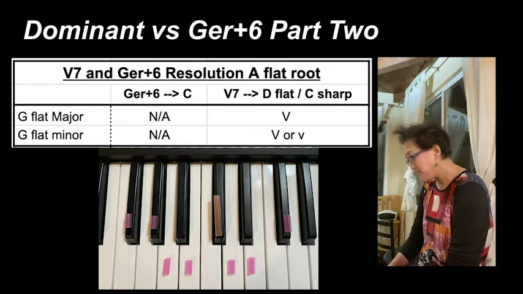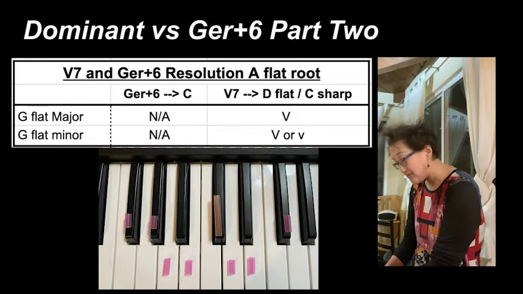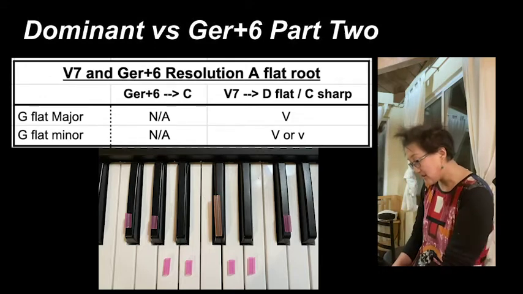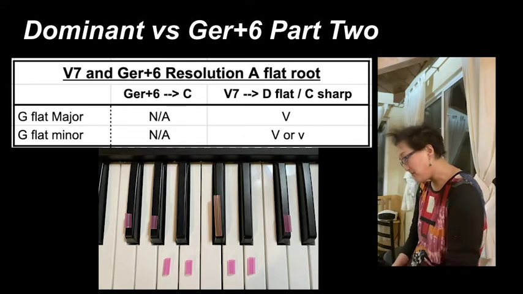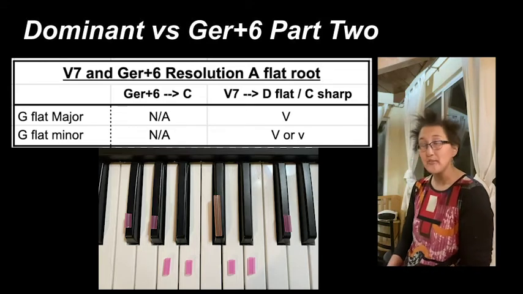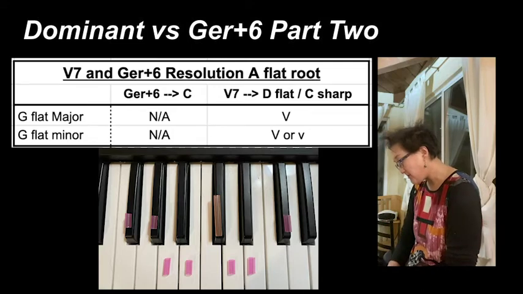But once again, it's the same. We've got the D flat. We still don't have a C in there, so we still have the dominant of 5. And this time you could either resolve it to little 5 or big 5. Those are standard.